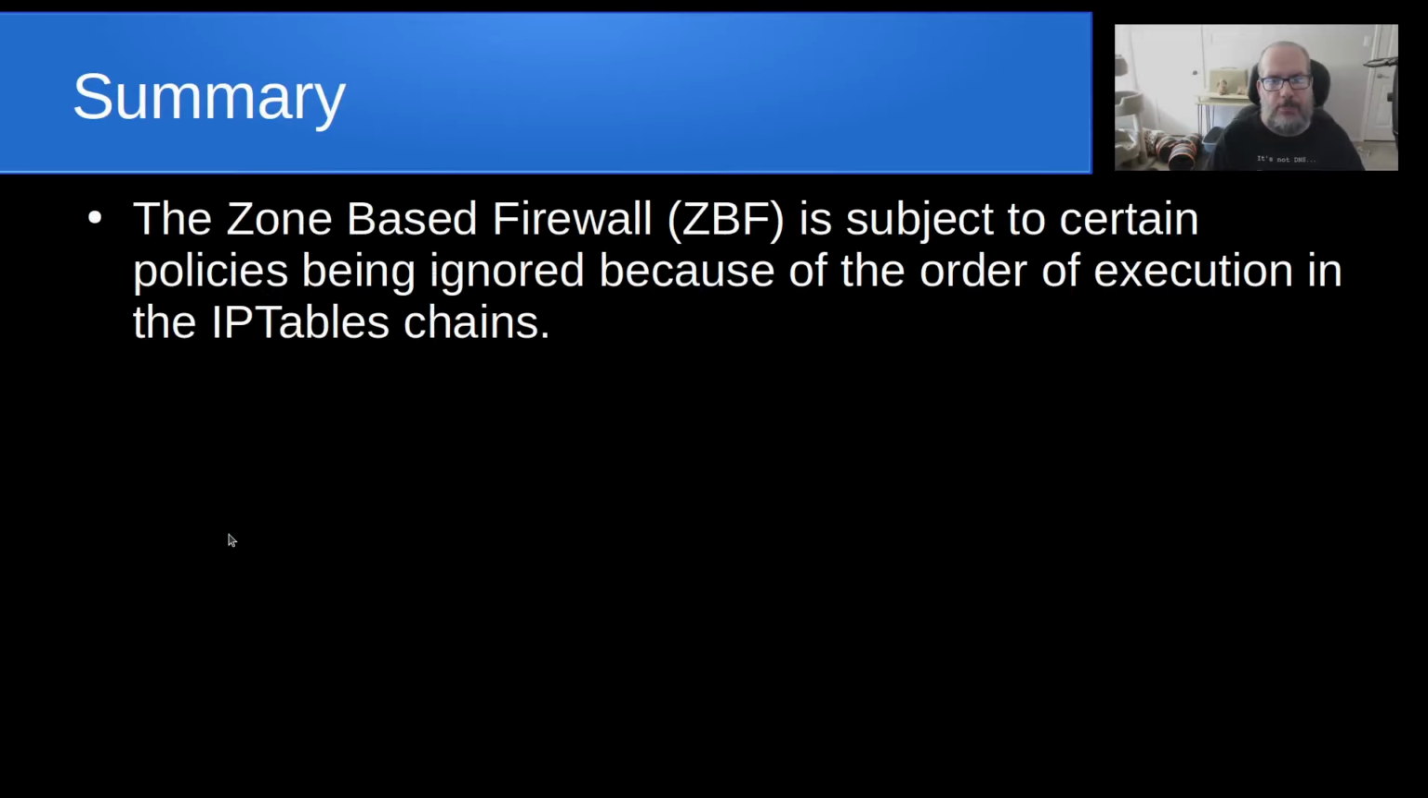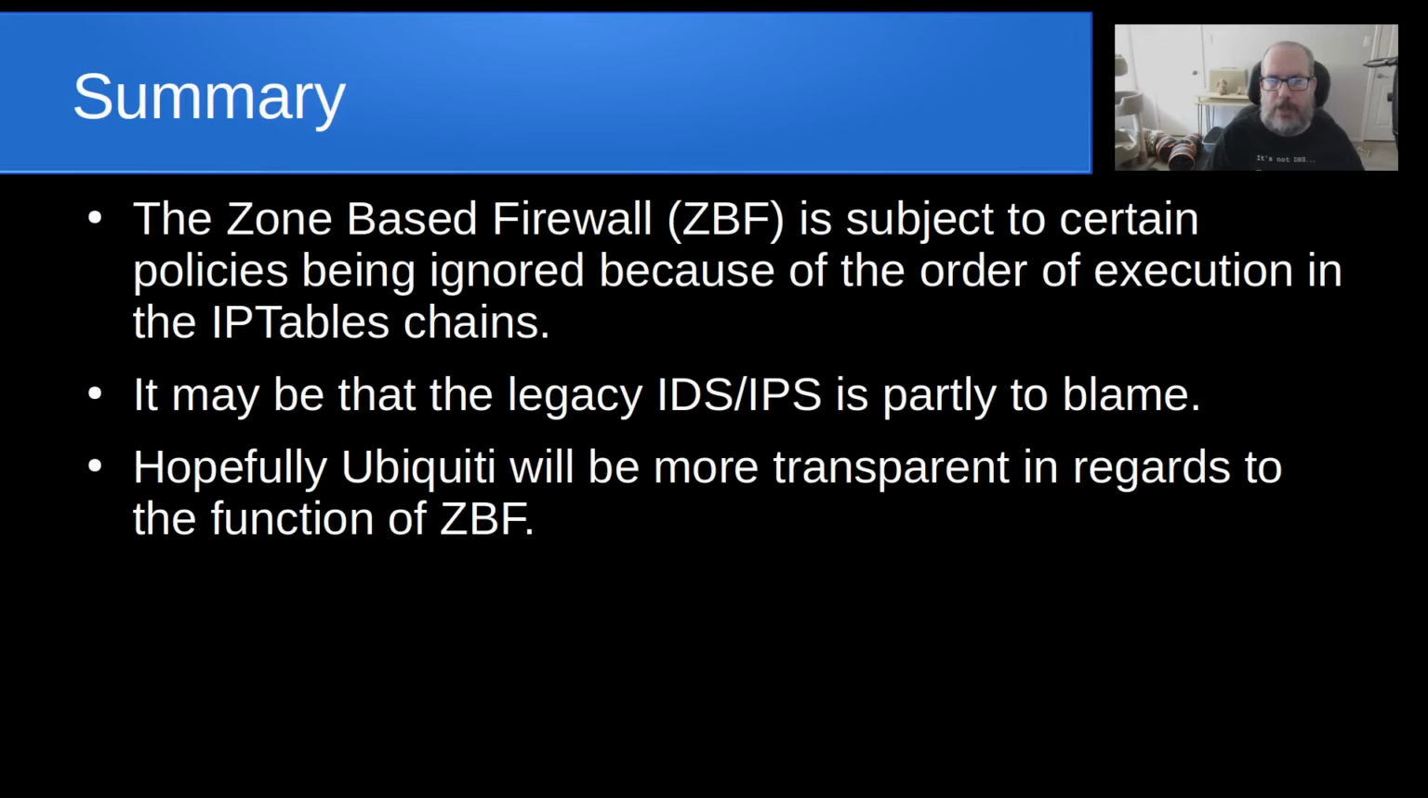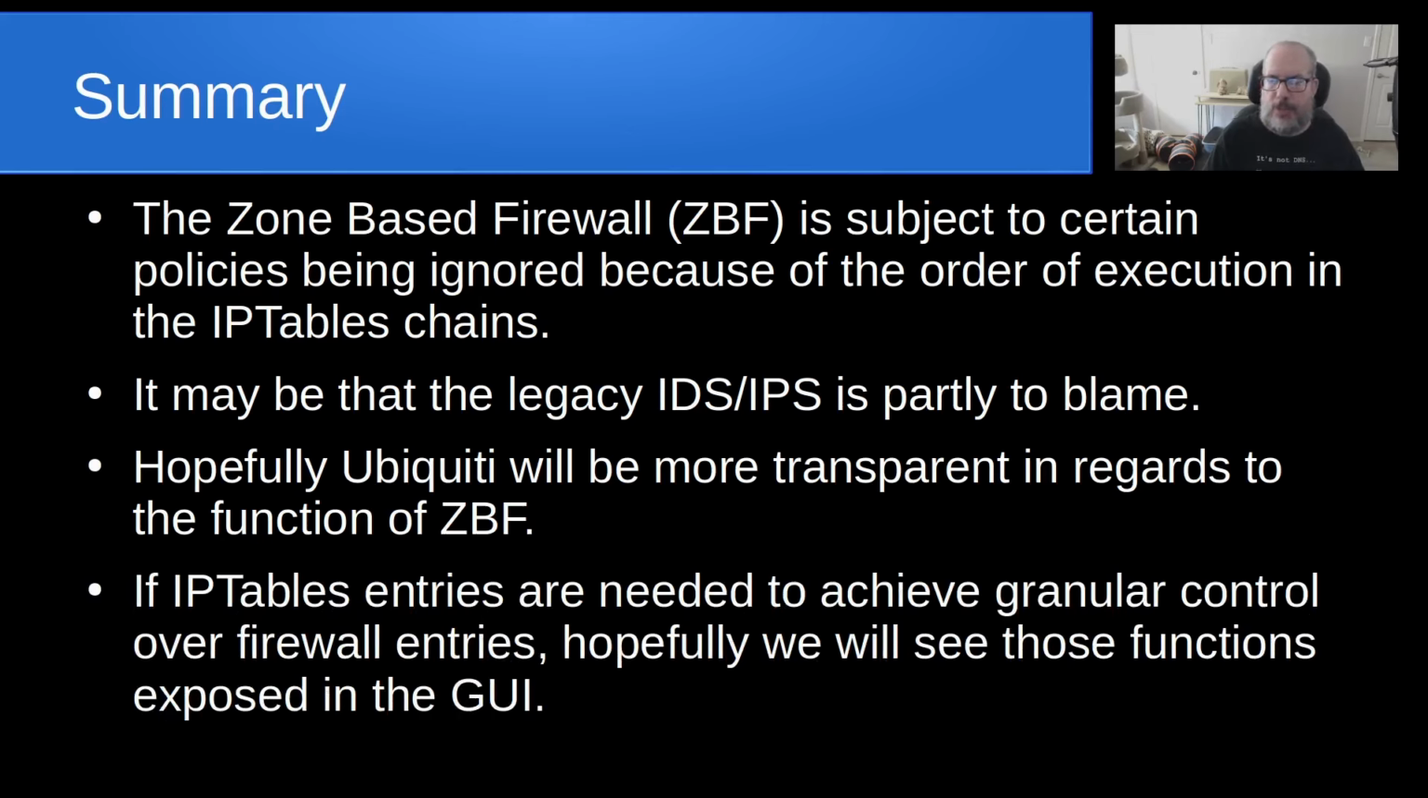So in summary, the zone-based firewall is subject to certain policies being ignored because of the order of execution in the IP tables chains. And it may be that the legacy IDS and IPS is partly to blame. And hopefully Ubiquiti will be more transparent in regards to the functioning of ZBF. So if IP tables entries are needed to achieve granular control over firewall entries, then hopefully we will see those functions exposed in the GUI in future releases.